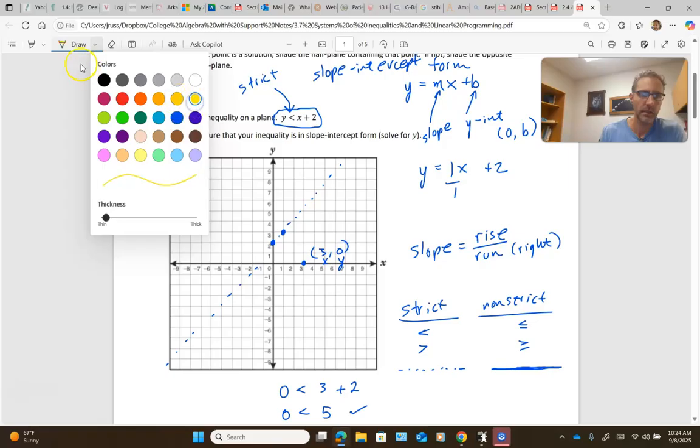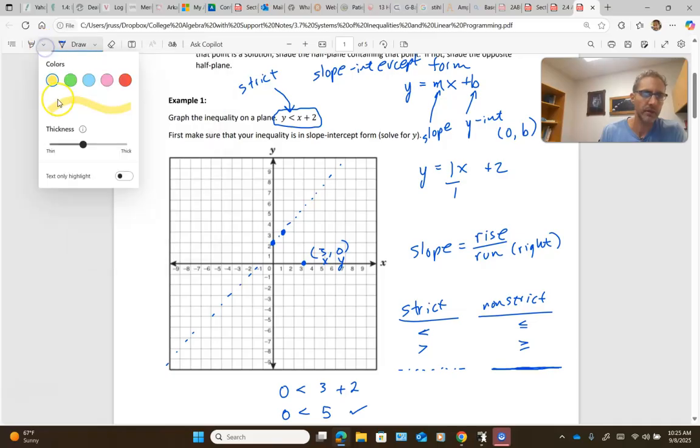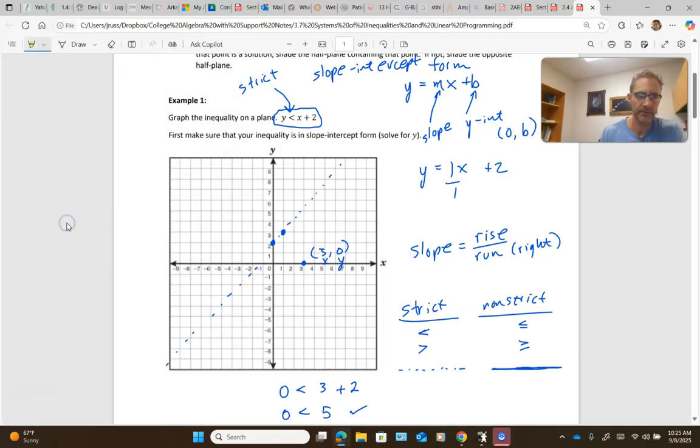So I'm going to shade this, actually no, let me get the marker. I'm going to shade this in yellow. So that means this entire region down here, below the line. And what would have happened if you had picked a point in the upper region? Well, it would have given you a false statement. And so that would have told you that this region was not the solution region, therefore the other region must be. Now that's the mathematical way to do it.